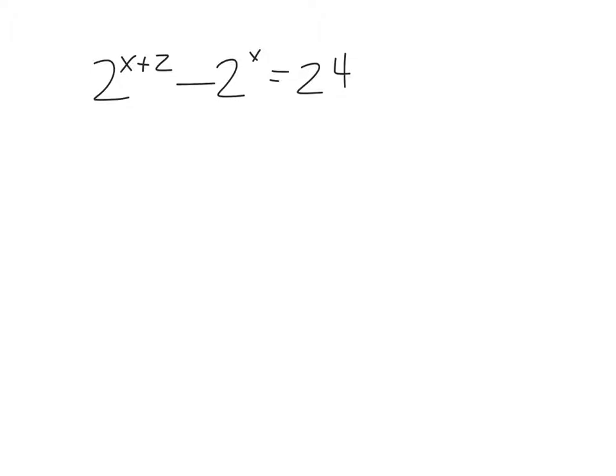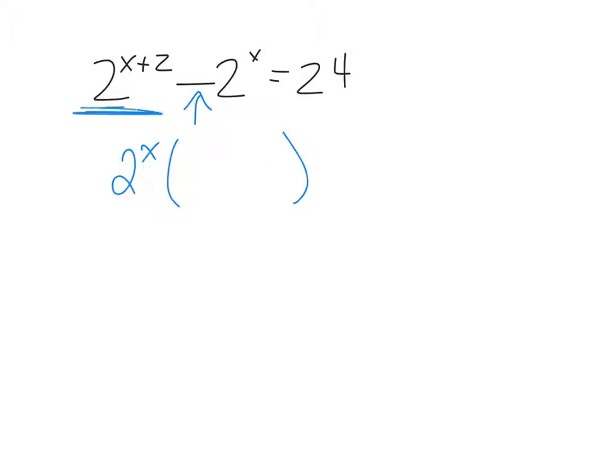Okay, next question. 2 to the x plus 2 minus 2 to the x equals 24. So right away I see that they're being minus. This minus sign here is kind of in my way. So immediately I know, hey, I'm going to factor out a 2 to the power of x. Because if I can factor out a 2 to the power of x, then I won't have that minus sign in between my 2 to the x's.